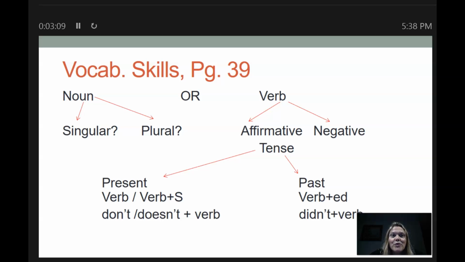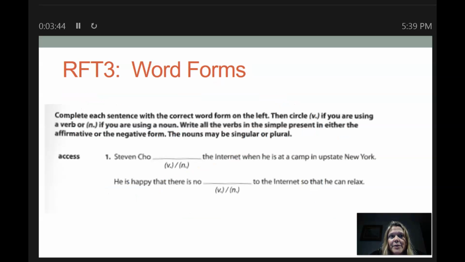So we're going to do word forms now. Remember your decision-making tree. First, you decide whether you need a noun or a verb. Remember, if it's a noun, you have to choose singular or plural. If it's a verb, you have to think about the meaning and go, should this be affirmative or negative? And then in this particular exercise, you have to think about the tense. Do you need present tense, which would be verb or verb plus s, or negative would be don't or doesn't plus verb. Let's take a look.